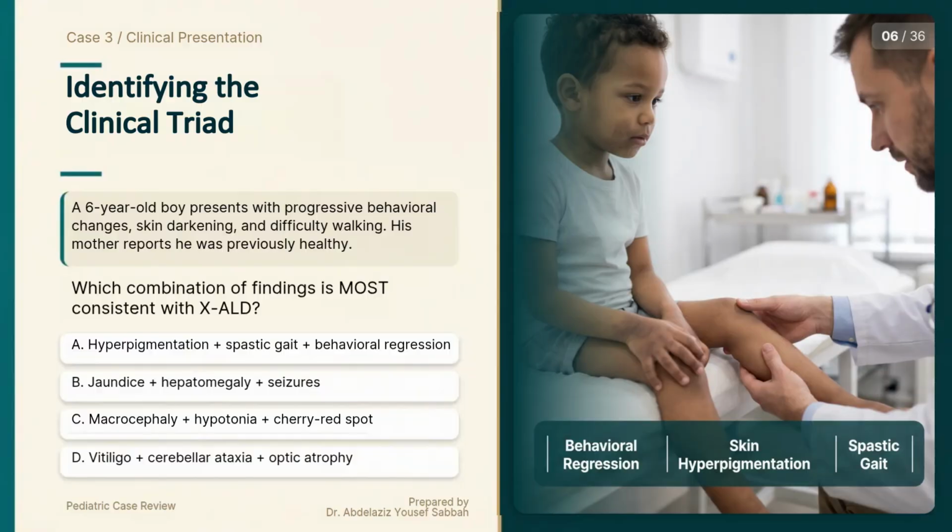Case 3. A 6-year-old boy presents with progressive behavioral changes, skin darkening, and difficulty walking. His mother reports that he was previously healthy. Which combination of findings is most consistent with X-linked adrenoleukodystrophy? Option A, hyperpigmentation, spastic gait, and behavioral regression. Option B, jaundice, hepatomegaly, and seizures. Option C, macrocephaly, hypotonia, and a cherry red spot. Option D, vitiligo, cerebellar ataxia, and optic atrophy. Think about how the adrenal, the neurological, and the motor features come together in this disease.